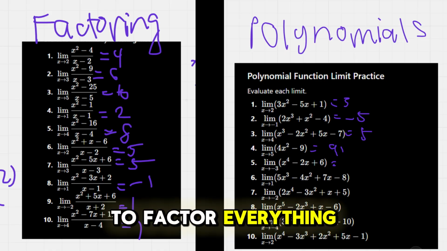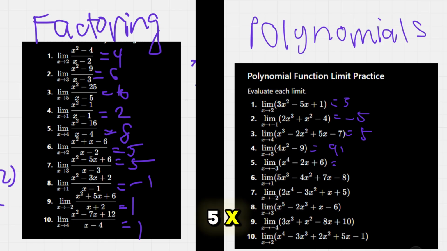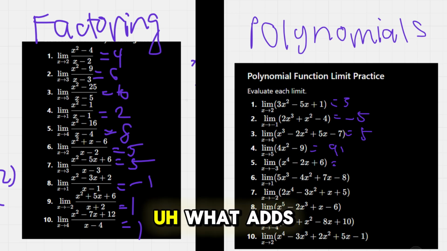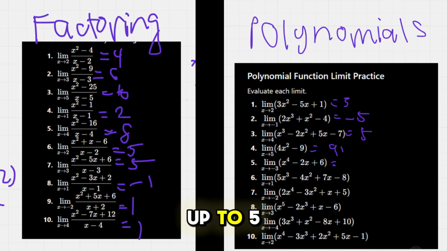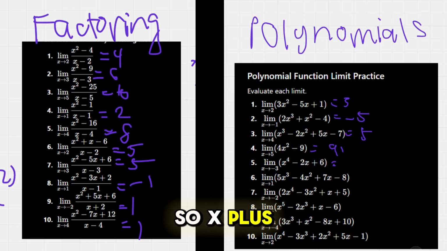We just have to factor everything here. Of course, I'm going to have to factor this. We can just evaluate it. 5x, okay. What adds up to 5 and multiplies to 6? So we have positive 3 and positive 2. So x plus 3 and x plus 2. We have x plus 3 and negative 2. Negative 2 plus 3 is going to be 1.